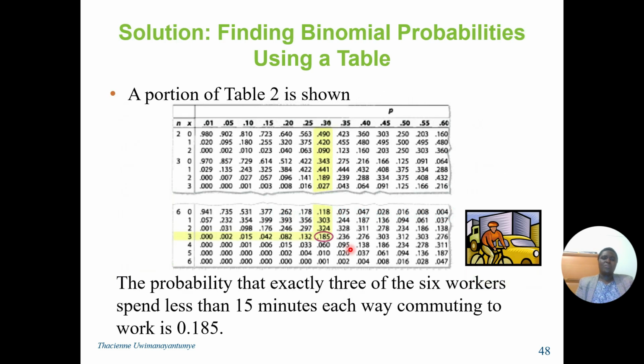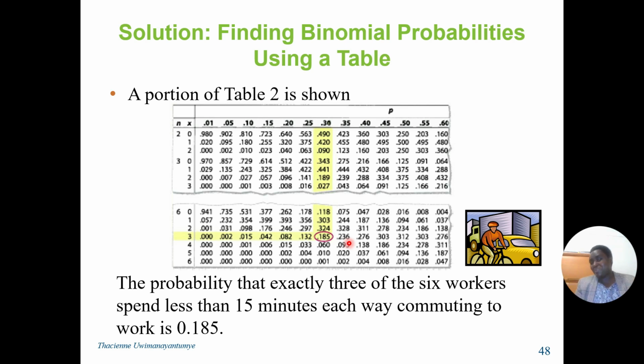So on the table, what do we do? You need to know n. We have n and x and p. So these are the probabilities, and these are n and these are x's. So n, in our case, is equal to 6. We have 6 here, and x is equal to 3. So you go to 6 and you find 3. This is 3, okay? And the probability of success is 0.3. So you go all the way, and here 3 and 0.3. So the probability is 0.185.